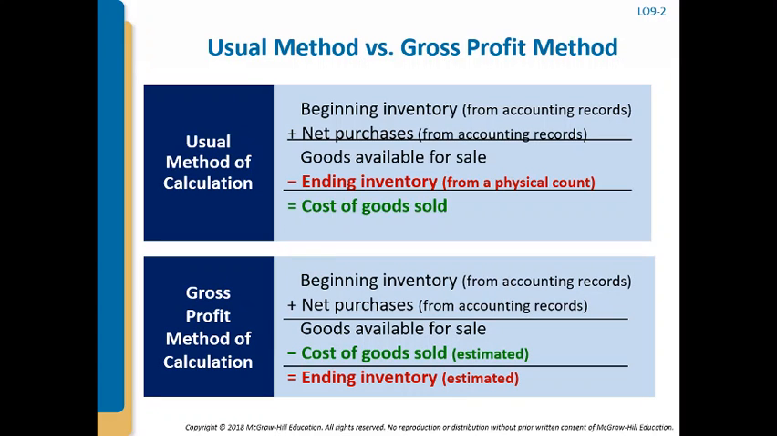But with the gross profit method, here you figure out your cost of goods sold by estimating it, and thus you can estimate your ending inventory. So it's just the reverse. Rather than figuring out what your ending inventory is and then deriving your cost of goods sold, it's the other way around.